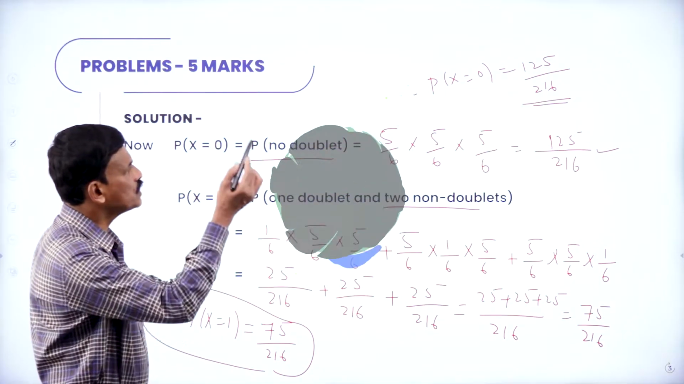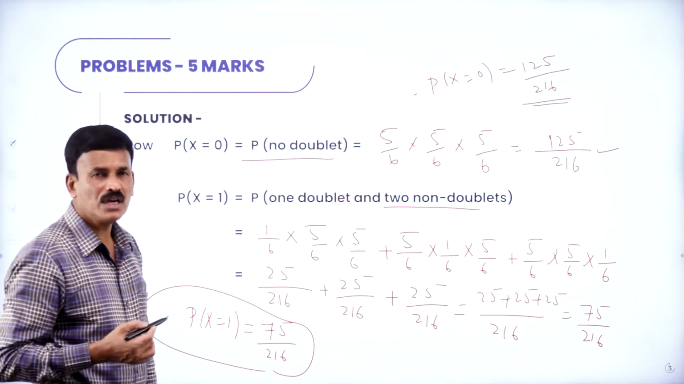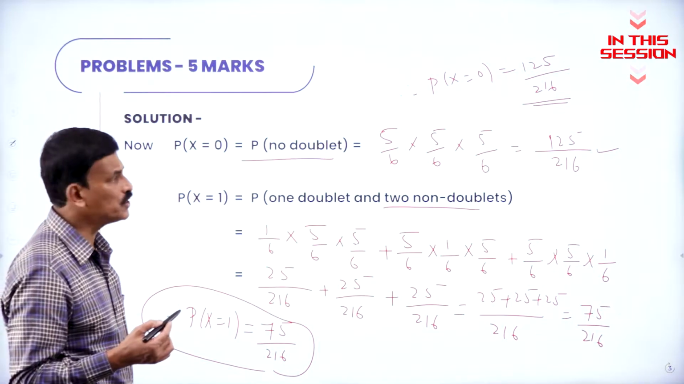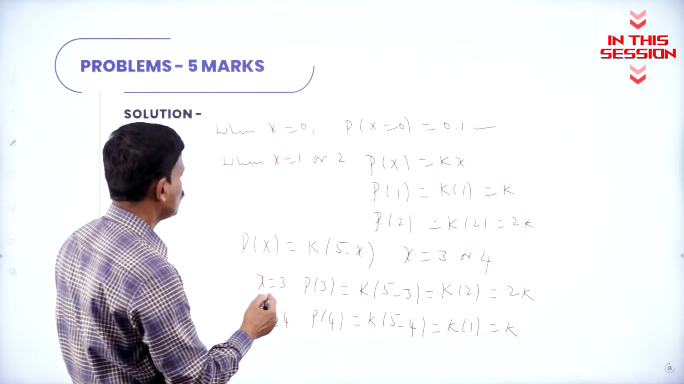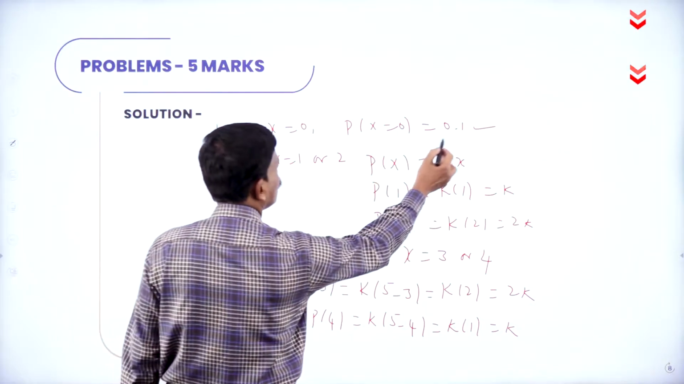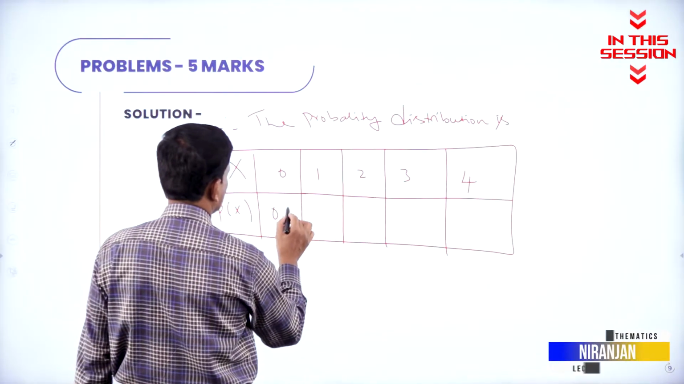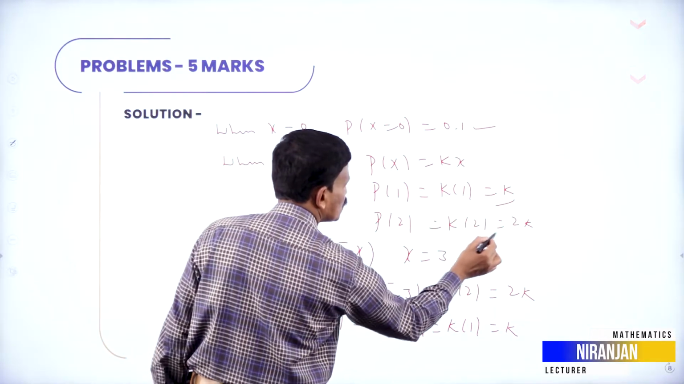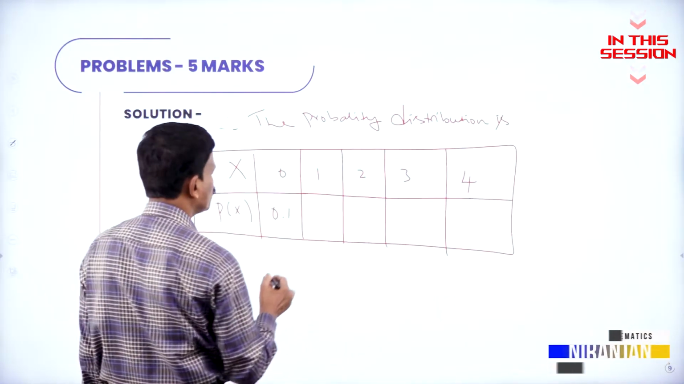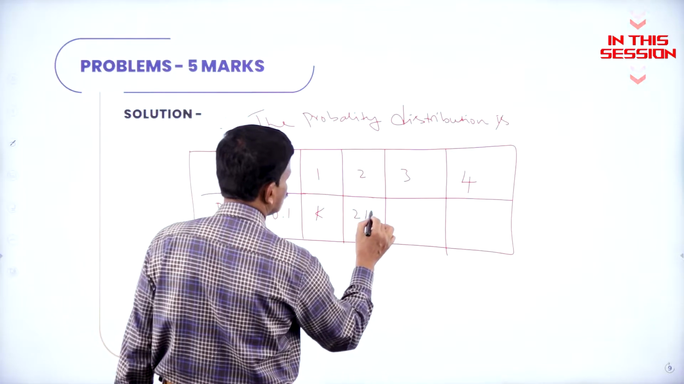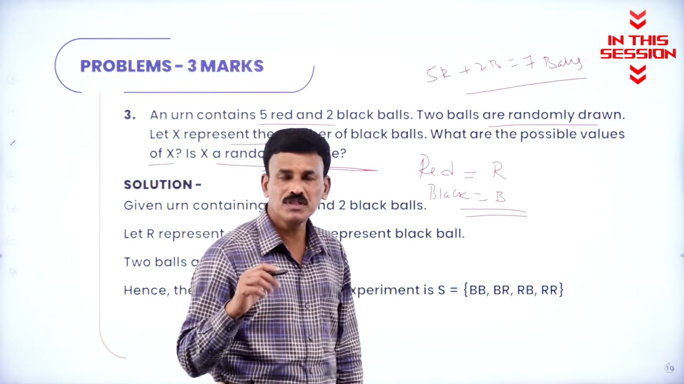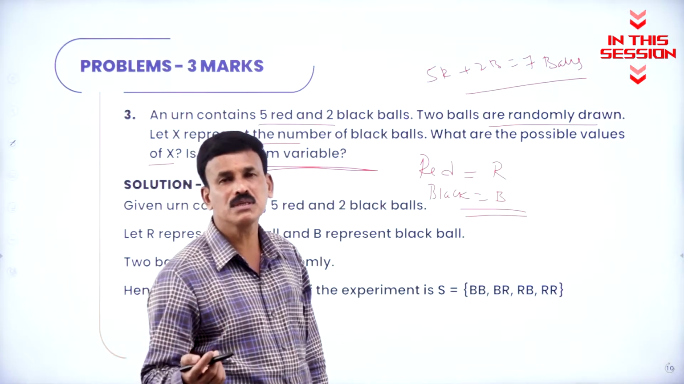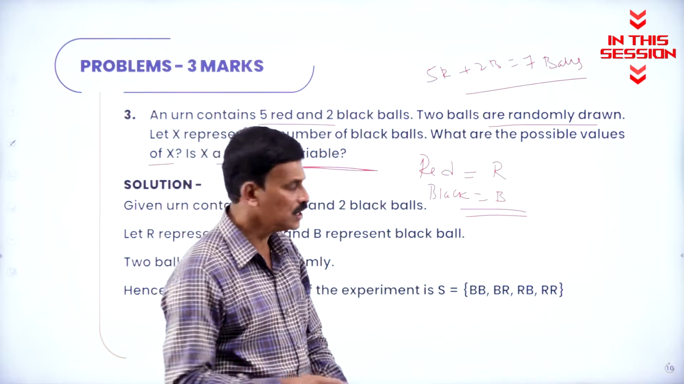When x is equal to 0, P of x is equal to 0 is 125 by 216. So when x is equal to 0, P of 0 is 0.1. When x is equal to 1, it is k. When x is equal to 2, it is 2k. K and 2k. First ball will be the red and the second will be the black, and the last condition is both the black balls you may get.